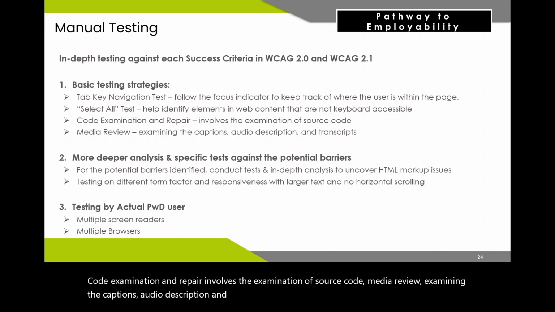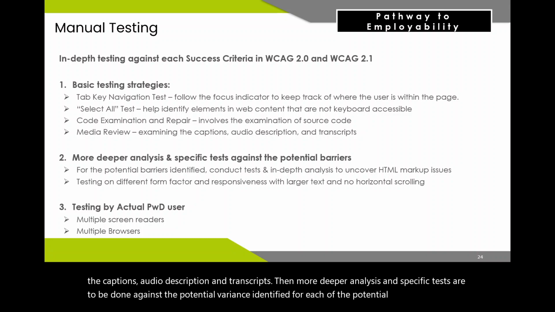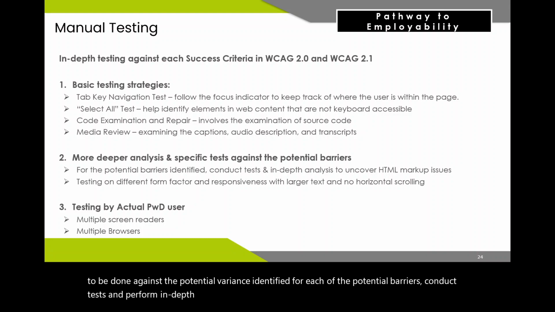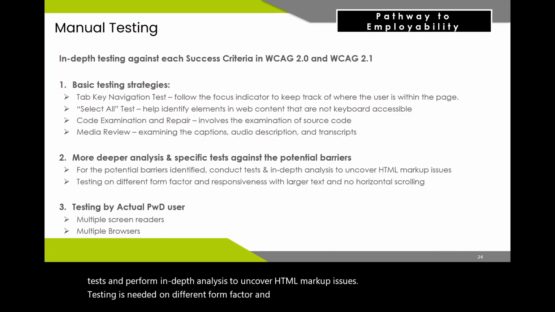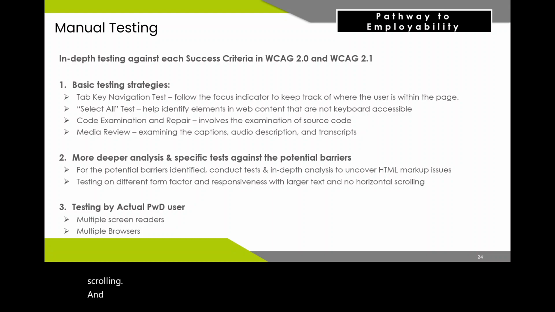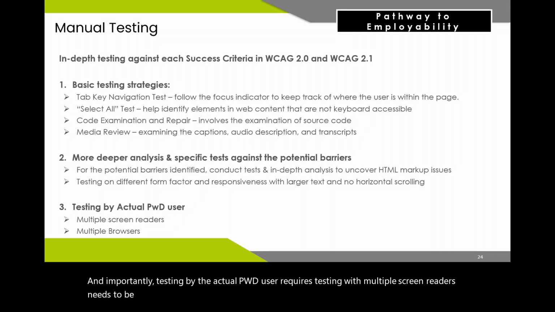Then more deeper analysis and specific tests are to be done against the potential barriers identified. For each of the potential barriers, conduct tests and perform in-depth analysis to uncover HTML markup issues. Testing is needed on different form factors and responsiveness with larger text and no horizontal scrolling. And, importantly, testing by actual PWD users is required. Testing with multiple screen readers needs to be done. Testing with multiple browsers needs to be done.